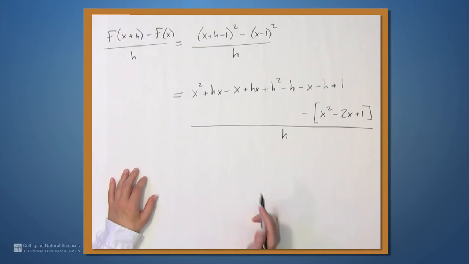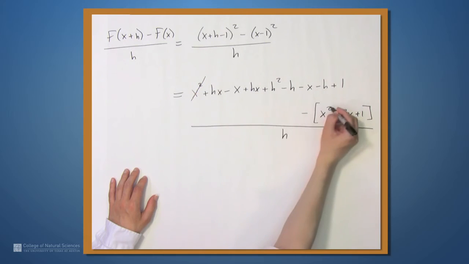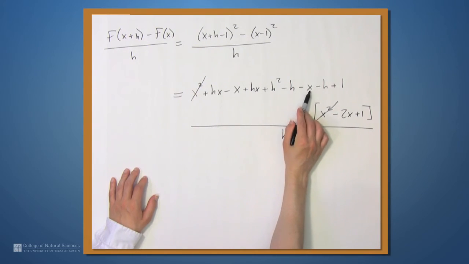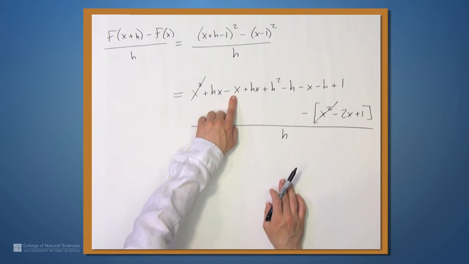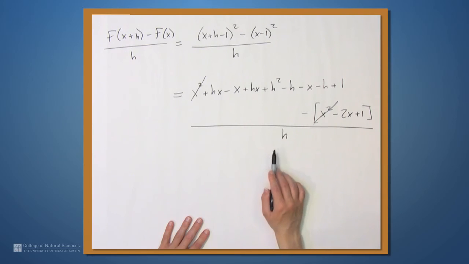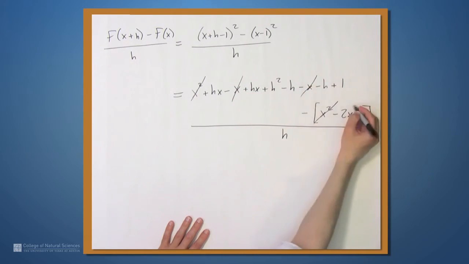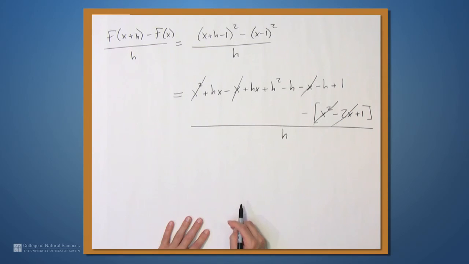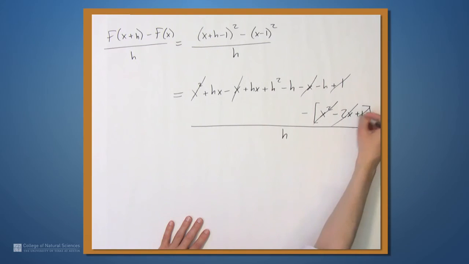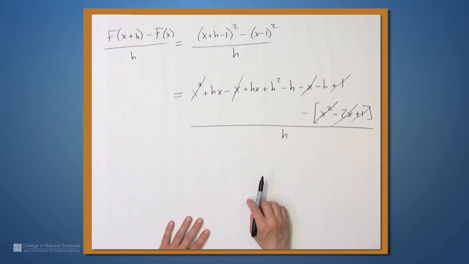But now a lot of this simplifies. We have an x squared, we have a minus x squared. Those go away. We have a minus x and a minus x. These two things give us minus 2x, but then we have a minus 2x, which becomes plus 2x. So these x terms go away. Finally, we have a plus 1 and a minus 1. So the 1's go away. This whole term in brackets here disappears.